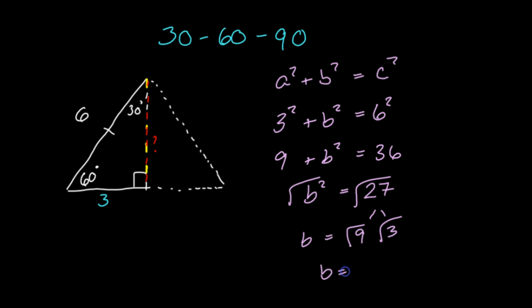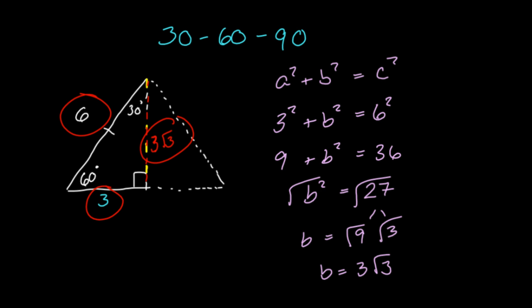And 9 is a perfect square, so we're left with 3 times root 3 as our final answer. So the altitude on this was 3 root 3. Now that was a lot. I didn't want to confuse you guys with the x's, but I do want you to realize what those numbers are: 3, 3 root 3, and 6.